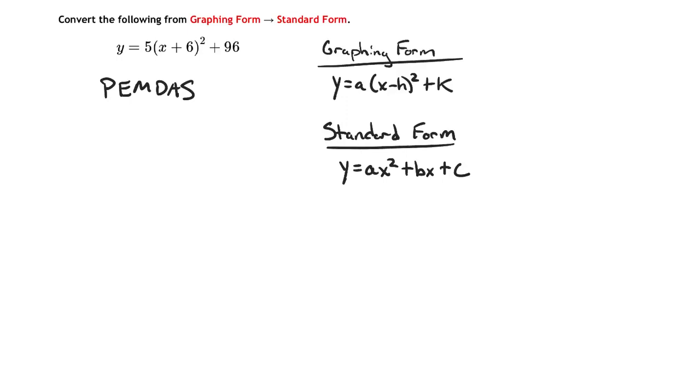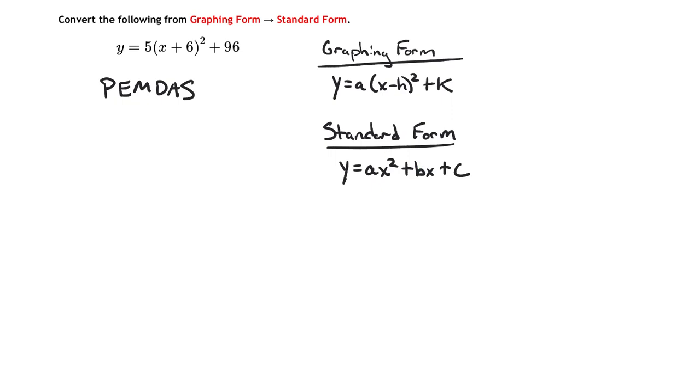This problem asks us to convert from graphing form to standard form. Remember that graphing form is your y equals a times x minus h squared plus k, but standard form doesn't have any parentheses squared. It's just y equals ax squared plus bx plus c. So we want our answer to look something like this.